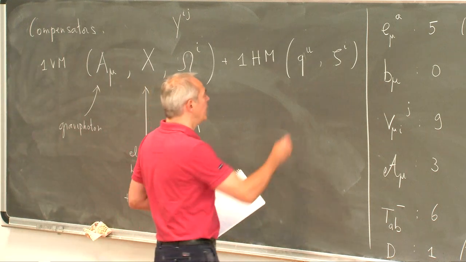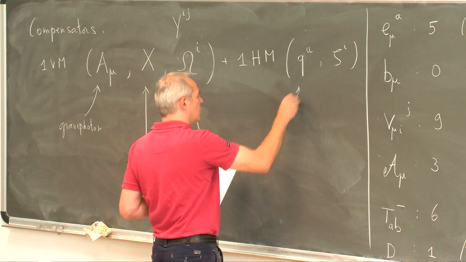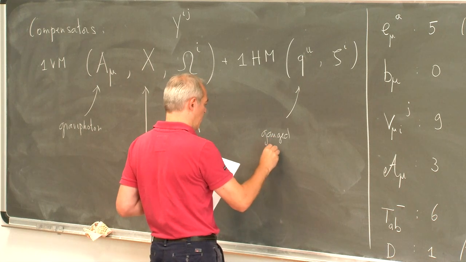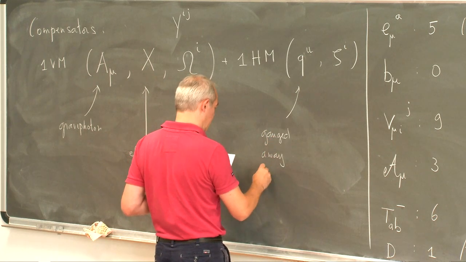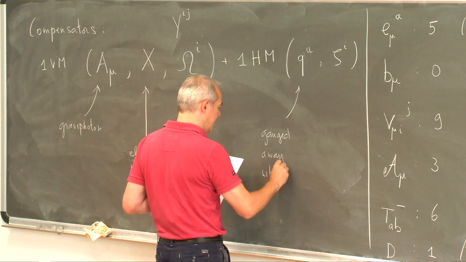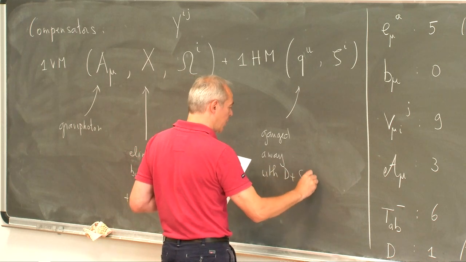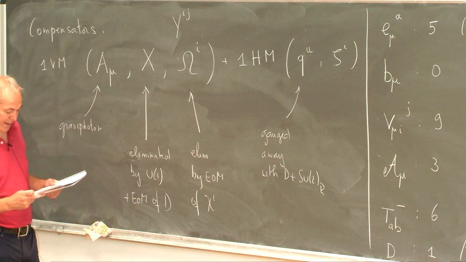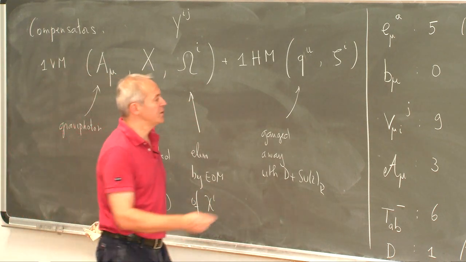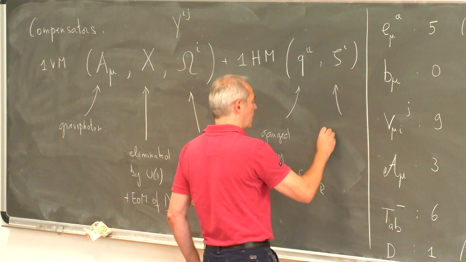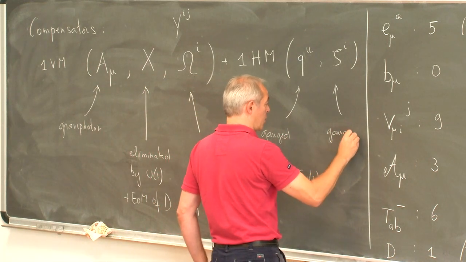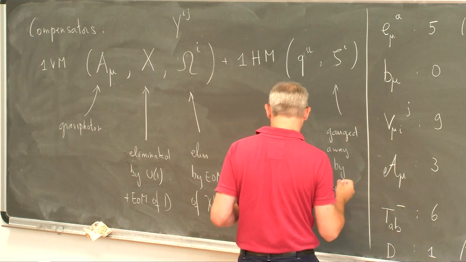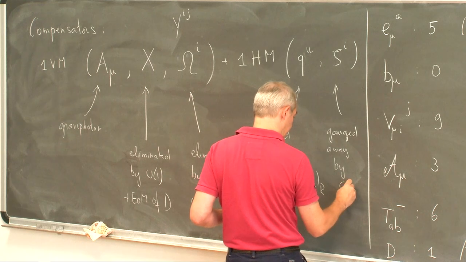So these Qs are gauged away with dilatations plus SU2R, because a hypermultiplet transforms under SU2R. And these here are gauged away by S supersymmetry.